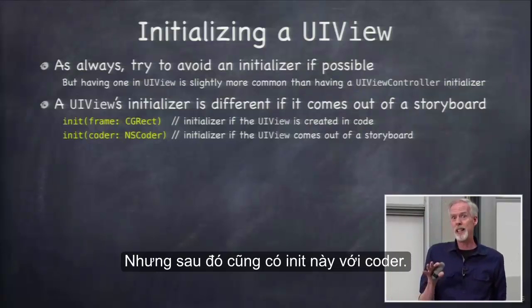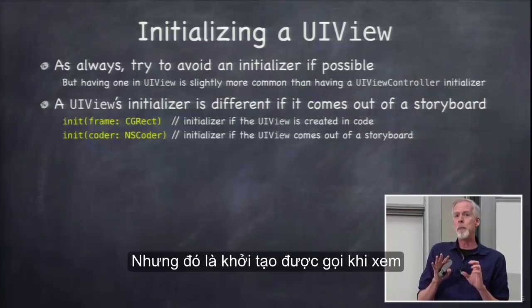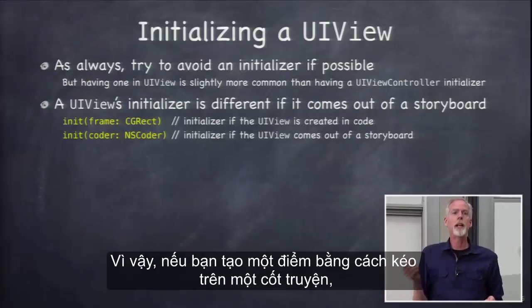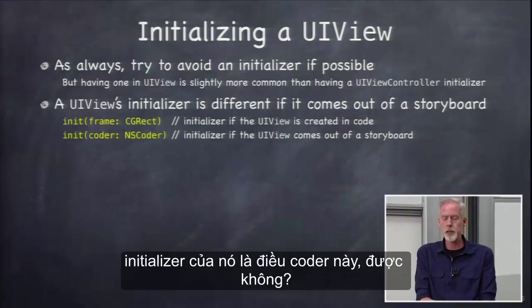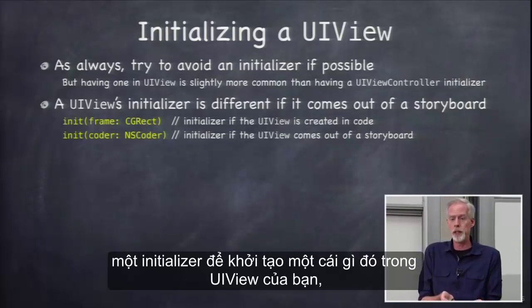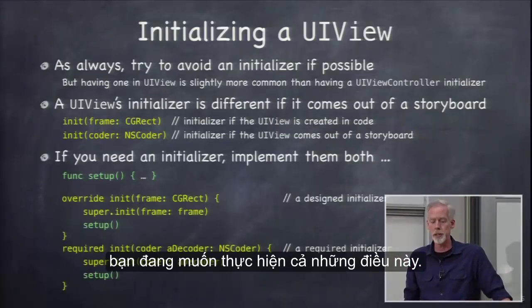But then there's also this init with coder, and I'm not going to talk about coders and archiving and all that, but that is the initializer that is called when the view comes out of a storyboard. So if you create a view by dragging out in a storyboard, its initializer is this coder thing, okay? So if you absolutely have to use an initializer to initialize something in your UIView, you're going to want to implement both of these things.